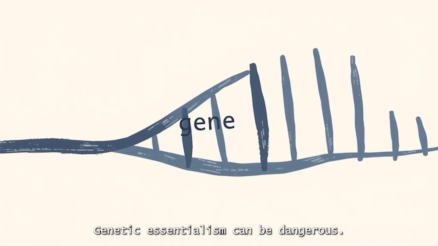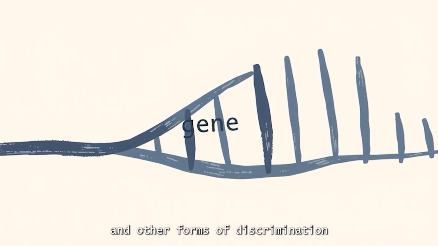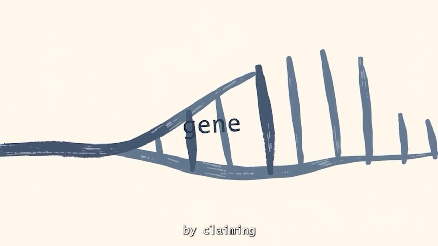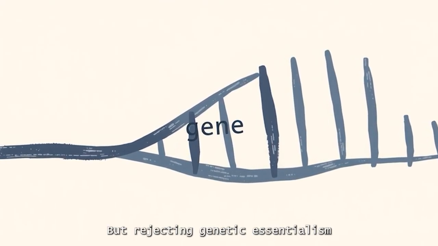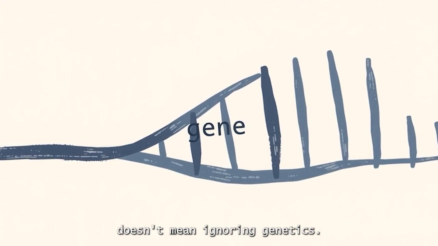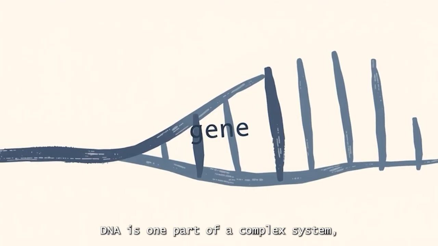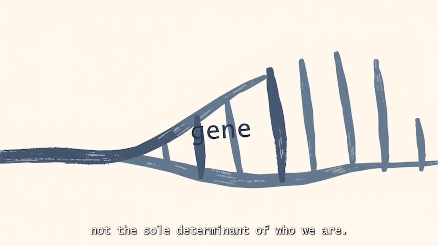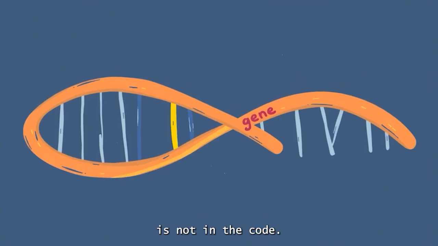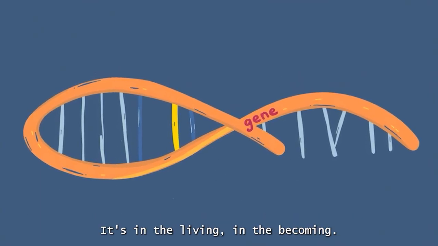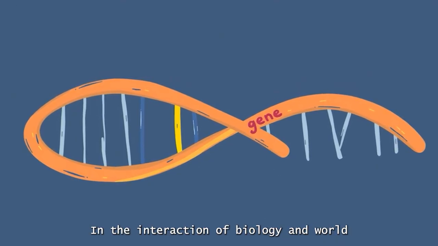You're shaped by experience, by relationships, by choices. Genetic essentialism can be dangerous. It's been used to justify racism, sexism, and other forms of discrimination by claiming that certain groups are genetically inferior. But rejecting genetic essentialism doesn't mean ignoring genetics. It means recognizing that DNA is one part of a complex system, not the sole determinant of who we are. The essence of a person, if there is such a thing, is not in the code. It's in the living, in the becoming, in the interaction of biology and world.